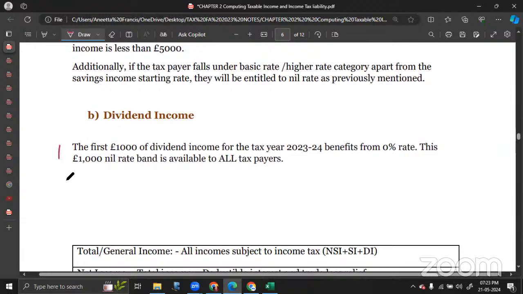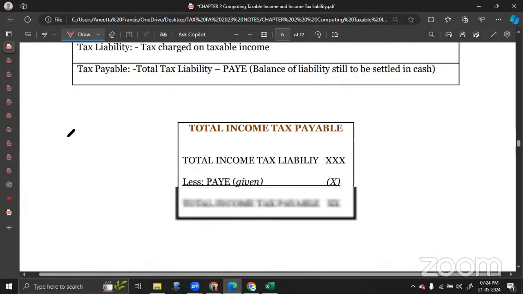Next change, remember, students who are doing resit, your second change is your dividend income nil rate has changed from 2,000 to 1,000. So the first 1,000 will be taxed at 0% from here onwards for this tax year. Only the first 1,000 is eligible for the dividend income nil rate, not 2,000.